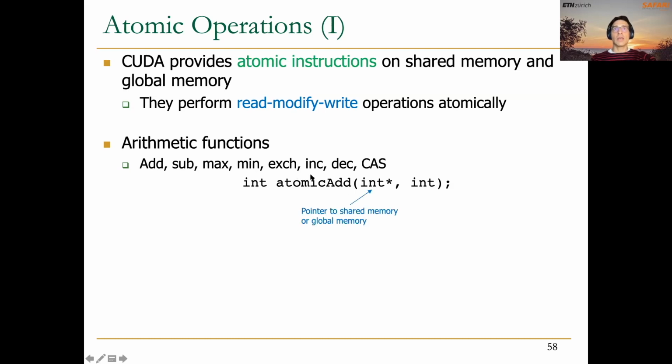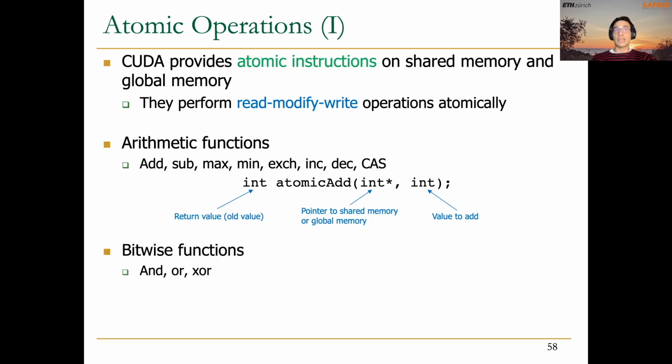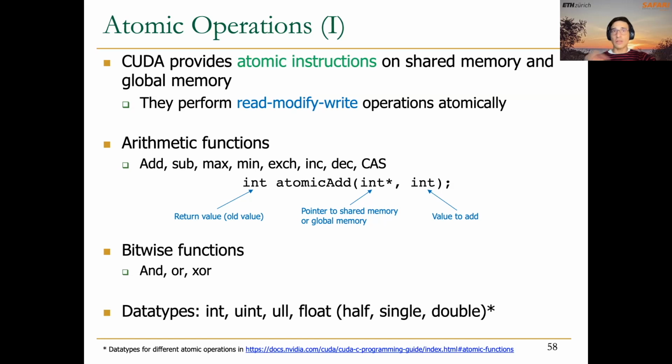This is an atomic add. This is the pointer to the shared or global memory where the specific value that we want to update resides. This is the value to add in this particular case of the atomic add, and this is the return value, that is the old value that was stored in that position of shared memory or global memory. As I said, there are also bitwise operations and different data types. If you want to know what are the exact operations and the exact data types that atomic operations can handle, please go to the CUDA programming guide.